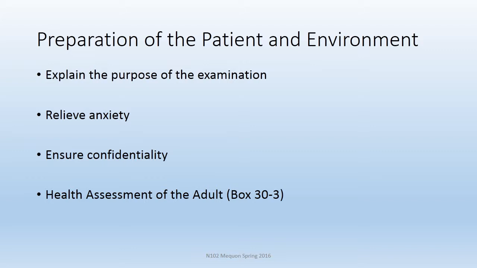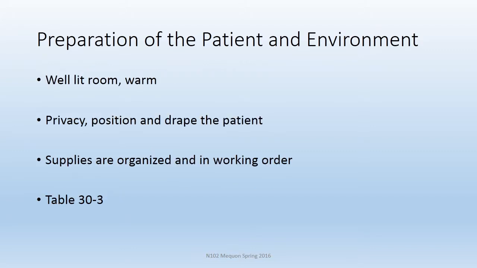Your book goes on to discuss the importance of protecting your patient's confidentiality and also preserving your patient's dignity. At this time, you might want to take a look at the box 30-3. There are some pointers there for when you do a health assessment. As far as preparing the environment, your book recommends a well-lit room that is also warm. And then, of course, you're going to provide for privacy. Position your patient so that they are comfortable.